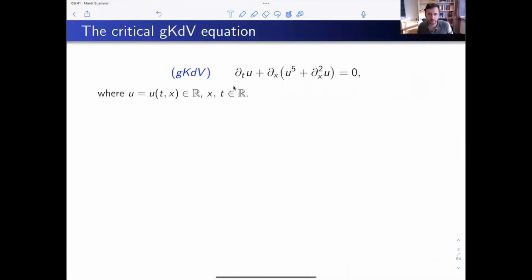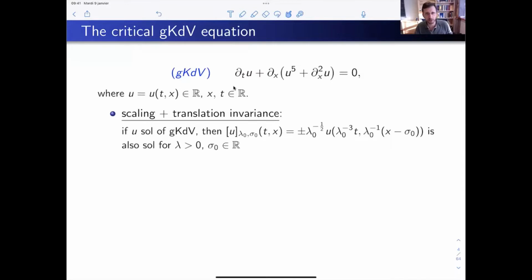So the gKdV equation is a nonlinear dispersive equation which reads d_t u plus d_x of (d_x^2 u plus u^5) equal to 0. So the linear part is dispersive, and then there is a nonlinearity. Here we put a power 5 on u to work with an L2 critical problem. I will explain next what it is.